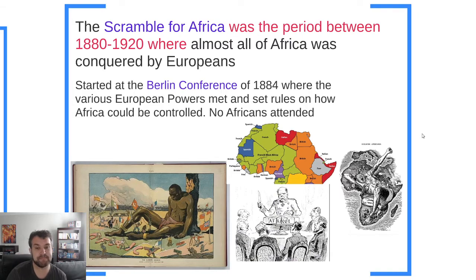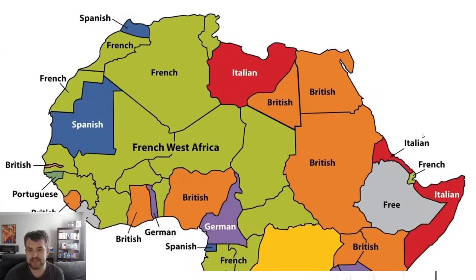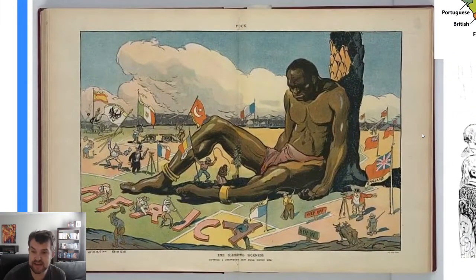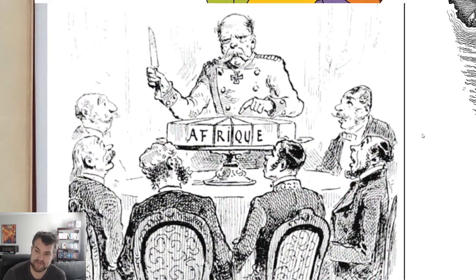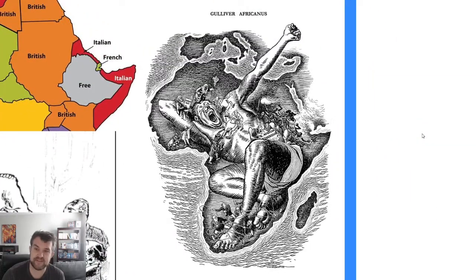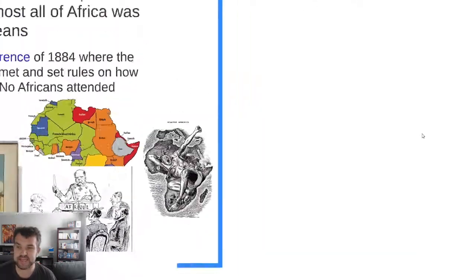Pretty messed up. Okay. So this is what they did at the Berlin Conference, decided who would get which parts of Africa. Here's a little political cartoon about it. You see these Europeans just planting their flags all over a defeated African. And there they are cutting up Africa's cake. And while Africa was just trying to sleep and stay out of the global politics, Europeans come in and just imperialize the heck out of it.